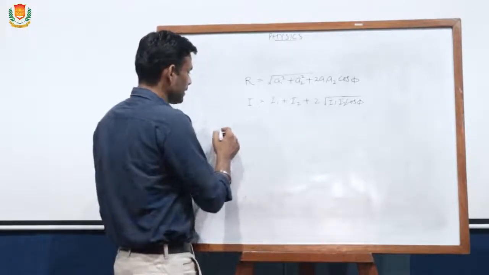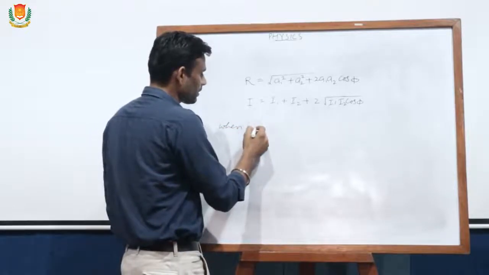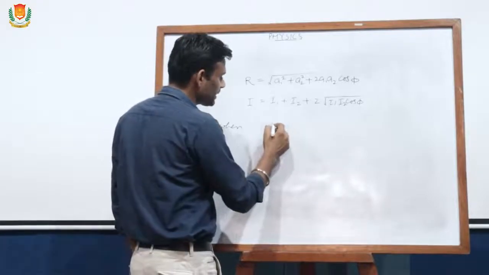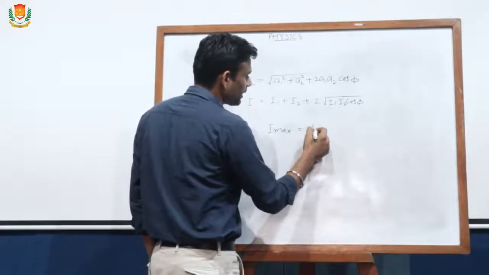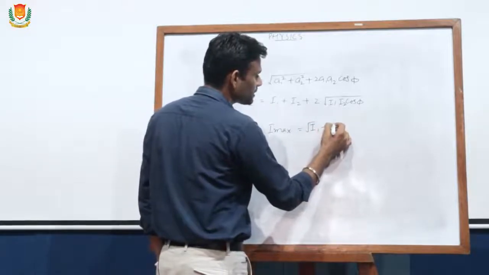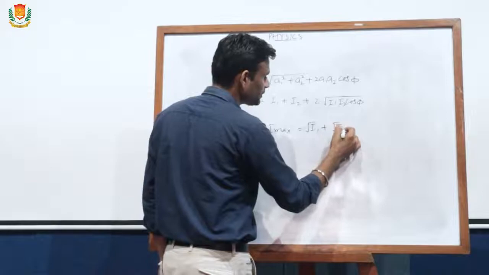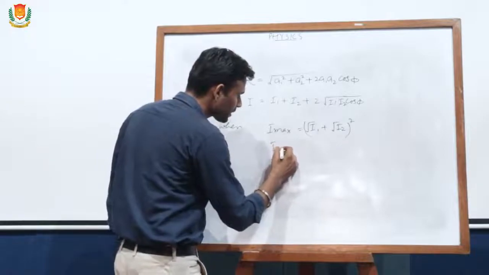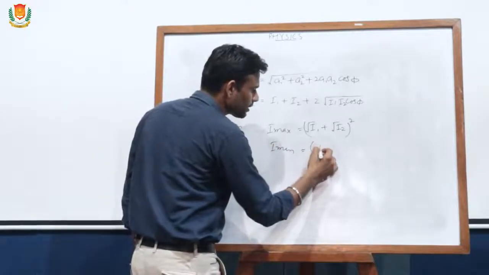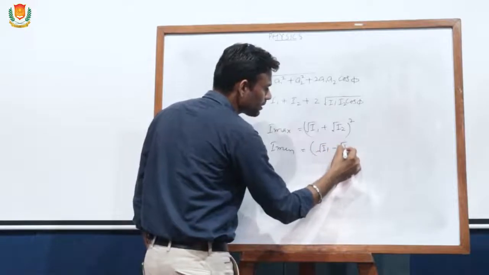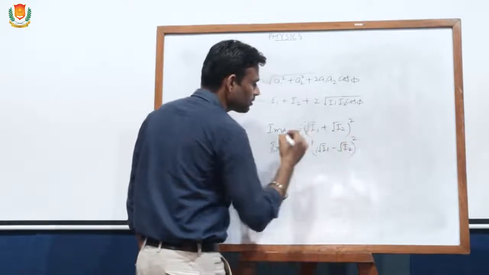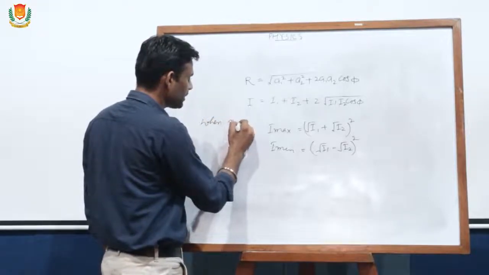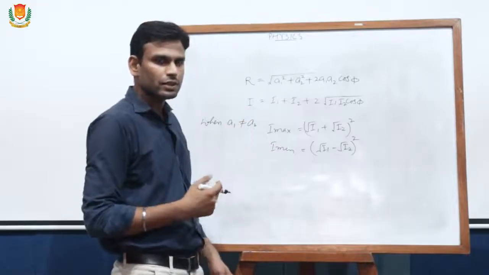We discussed that when both the amplitudes are not equal, meaning A1 is not equal to A2, then the maximum intensity I maximum was square root of I1 plus square root of I2, whole square, and the minimum intensity I minimum was square root of I1 minus square root of I2, whole square. This was when A1 is not equal to A2, both the amplitudes are not the same.